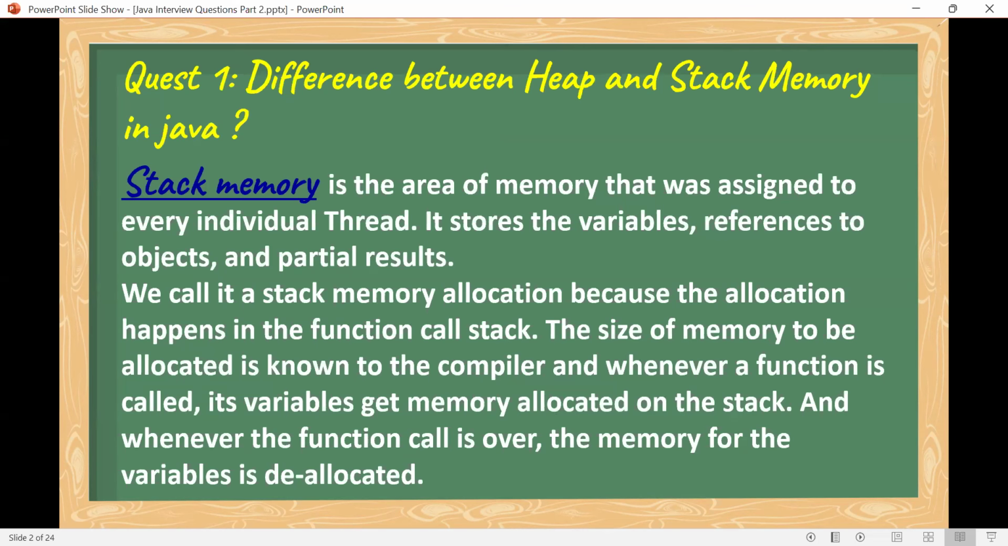Stack memory is the area of memory that is assigned to every individual thread. The purpose of this memory is to store the variables, references, objects, and partial results. Why do we call it stack memory? Because the allocation happens in the function call stack, and the size of the memory to be allocated is known to the compiler. Whenever a function is called, its variables get memory allocated on the stack, and whenever the function call is over, the memory for the variables is deallocated. So this is stack memory.